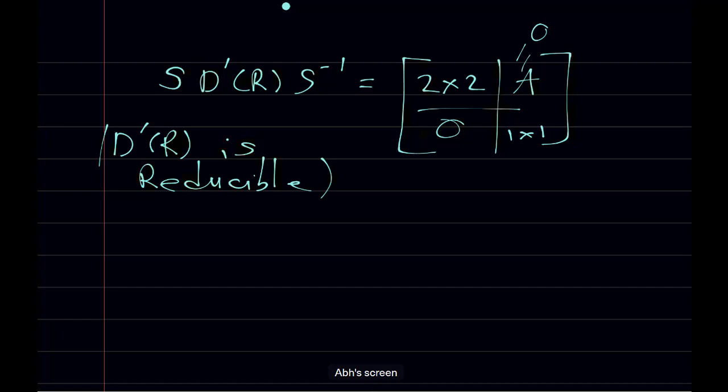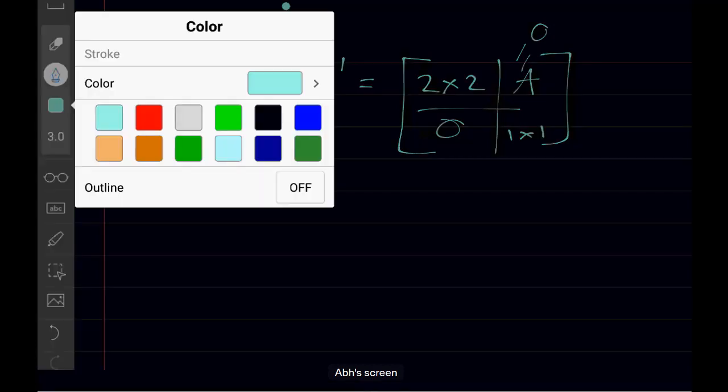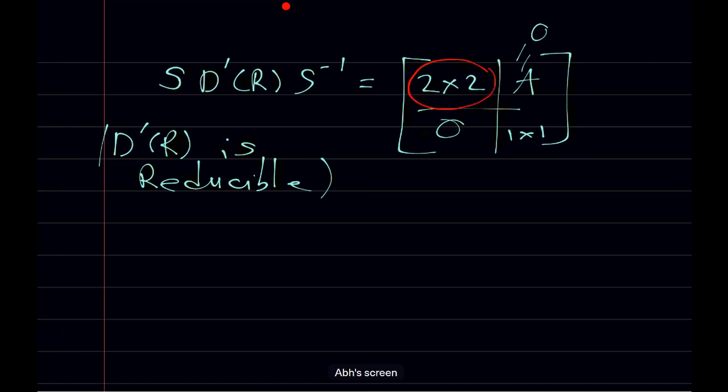So when you say that you have reduced a representation, that means the elements here will form a lower dimensional representation, and the elements here must also form a lower dimensional representation of the same group element. Whenever something is reducible, the elements on the diagonal help you get a lower dimensional representation of the same group element R.